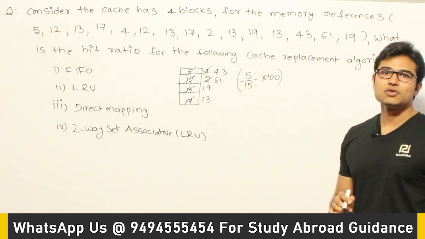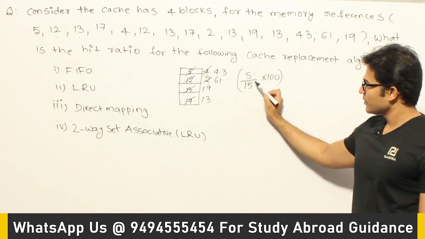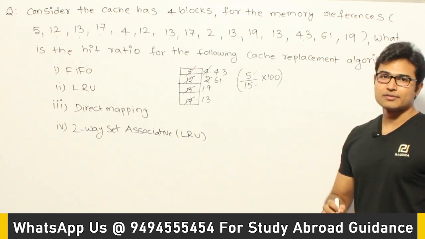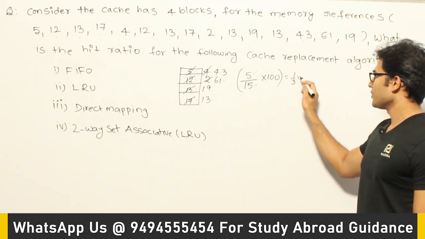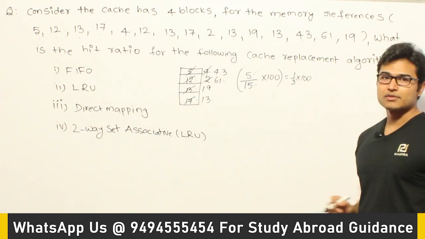What is the miss ratio? The misses divided by total number of references into 100. Got it? So this is going to be 1 by 3 into 100. So 33.33 is the answer for that.